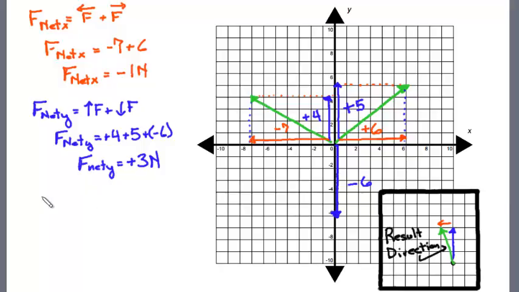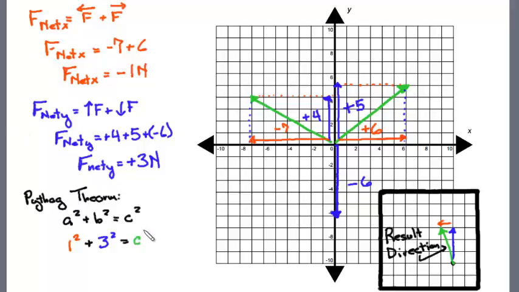Unfortunately, the parallelogram method doesn't help me very much when it comes time to figuring out the magnitude of that force. And that's where Pythagorean's theorem really comes into its own. And Pythagorean's theorem is a squared plus b squared equals c squared. Now what's cool is a and b can be either the red or the blue vector. I get to pick. And so I'm going to choose 1 squared plus 3 squared equals, and the thing is I don't know what the c is. So I'm just going to write it. 1 squared is 1 plus 3 squared is 9 equals c squared.